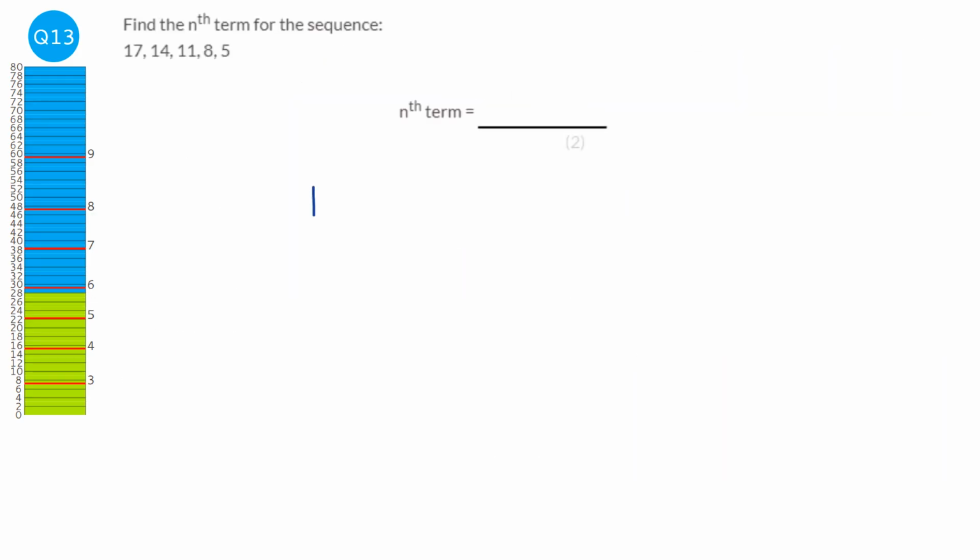So let's write these numbers out. And the first thing to do is work out what the numbers are going up by. So they're going up by minus 3.